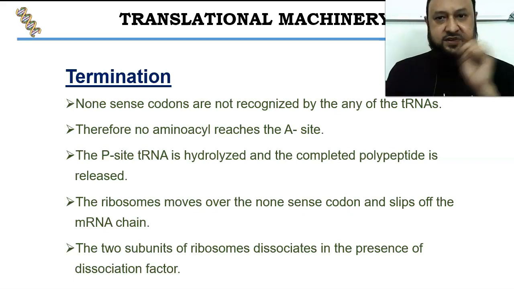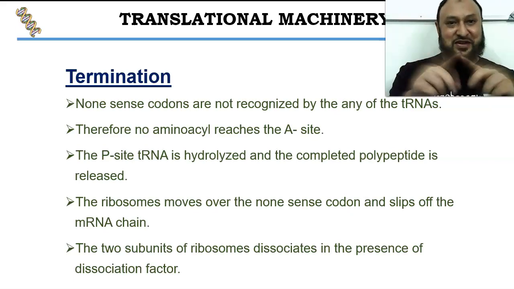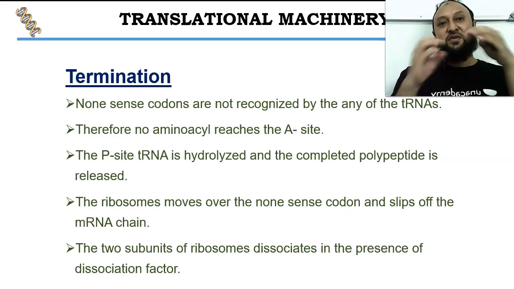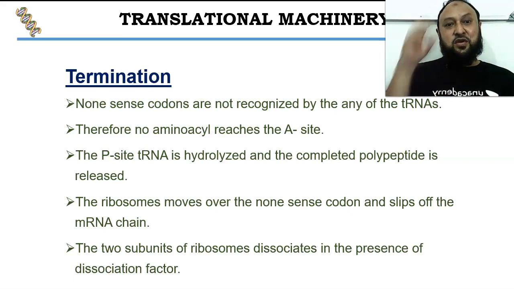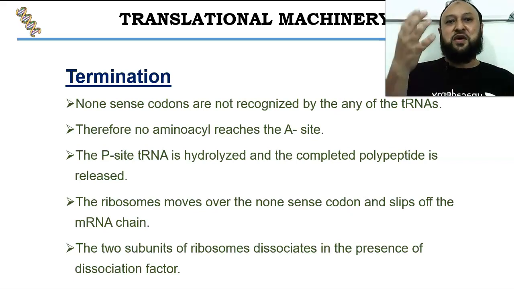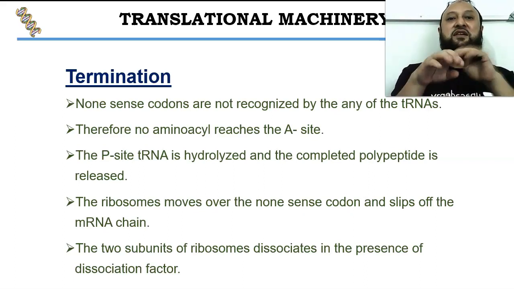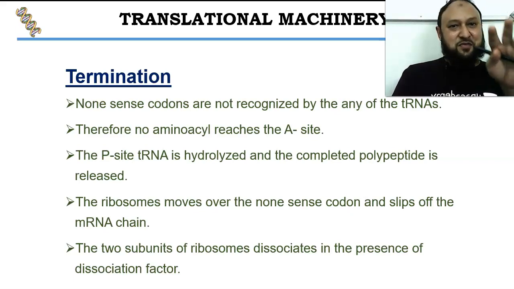The nonsense codon or stop codon is not recognized by any of the tRNAs. That is the reason no amino acid will join now, because the codon and anticodon will not match. It will not recognize which amino acid to join, because it is a nonsense codon. It is called a stop codon because the process is stopped, and also a nonsense codon. So here the process stops.